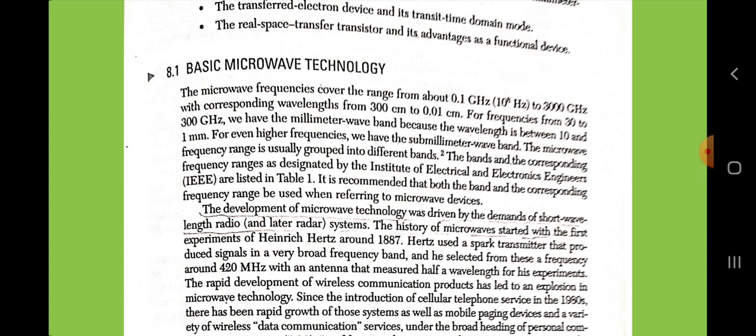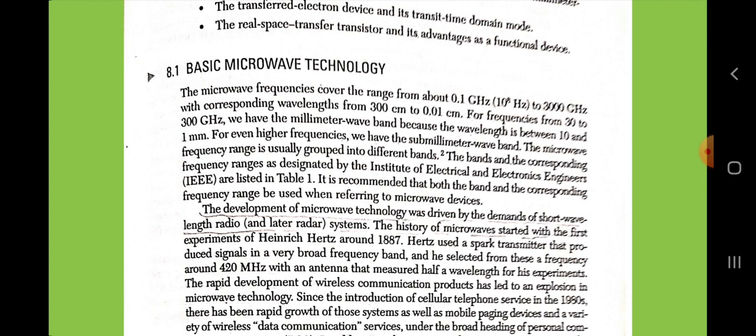The rapid development of wireless communication products has led to an explosion in the microwave technology. Since the introduction of cellular telephone service in the 1980s, there has been a rapid growth of those systems as well as mobile paging devices and a variety of wireless data communication services under the broad heading of personal communication services. In addition to these terrestrial communication systems, the field of satellite-based video, telephone and data communication systems has also grown rapidly. These systems use the microwave frequencies from several hundred megahertz to well over 60 gigahertz, the millimeter wave region.